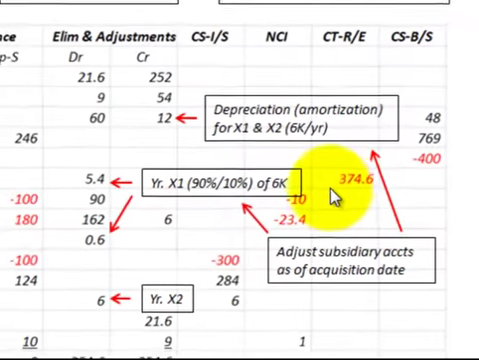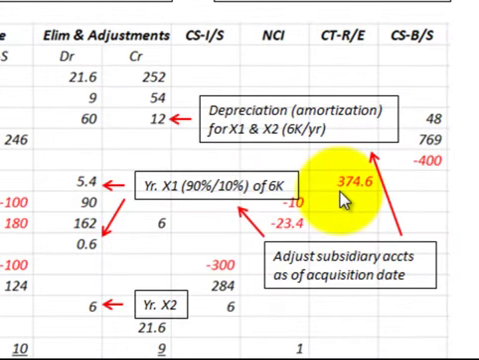Okay, next to handle our depreciation or amortization. Now that adjustment is made as of the acquisition date. So sitting at the end of year 2, we have to account for both year 1 and year 2 at $6,000 per year. So we would credit or reduce our building account by $12,000 for the depreciation amount, and then that would be split up here.